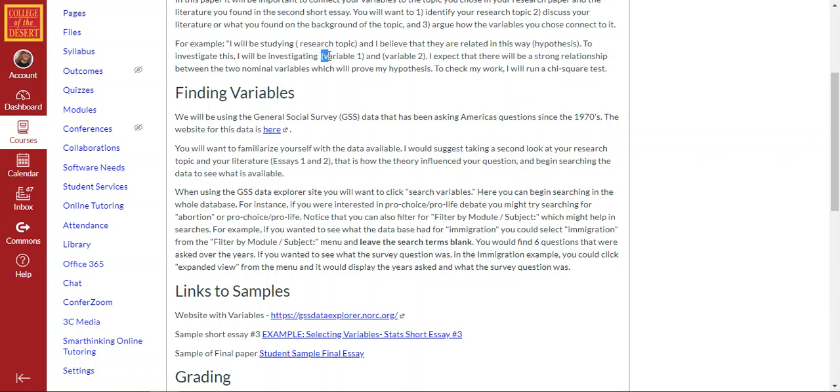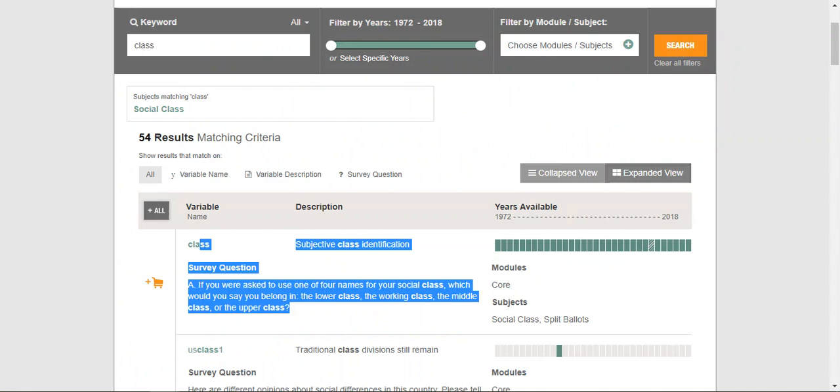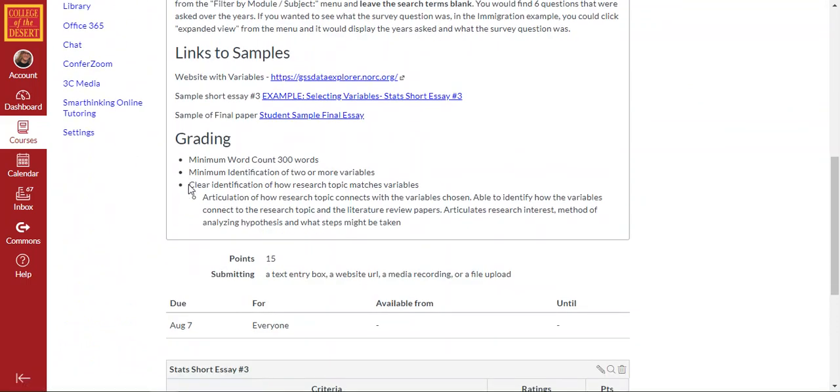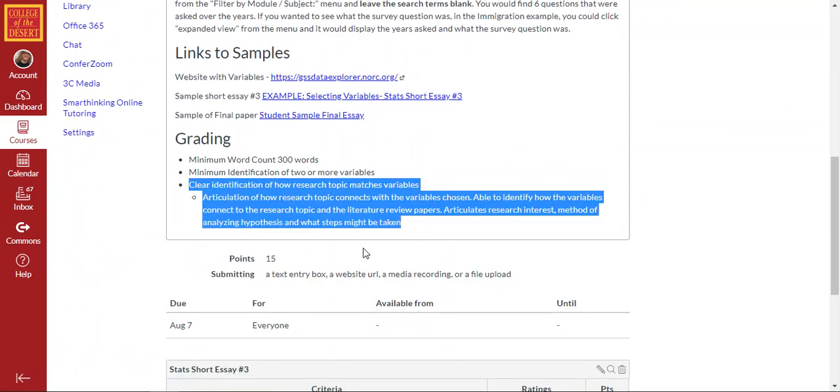So basically, part of the grade will be identifying 2 variables that you find in this search project. So take your time with this. This one takes a little bit of effort in searching. That'll be one of them. And then finally, your ability to connect why you chose these variables and how they connect with your research topic.